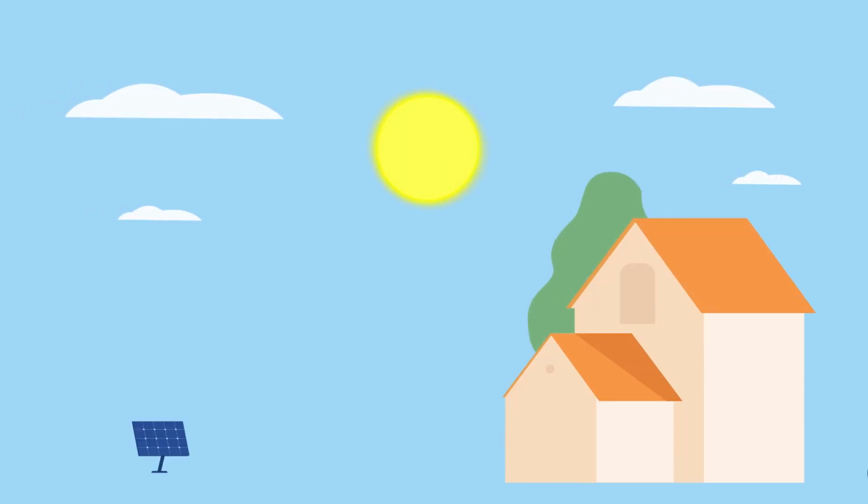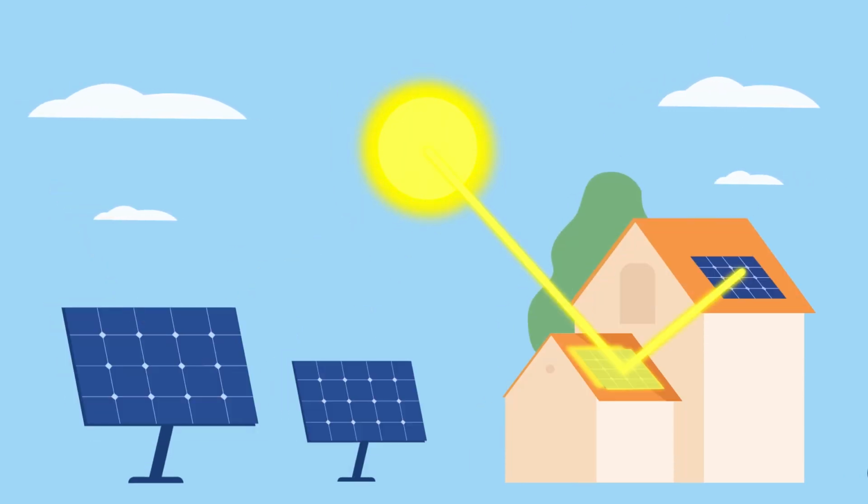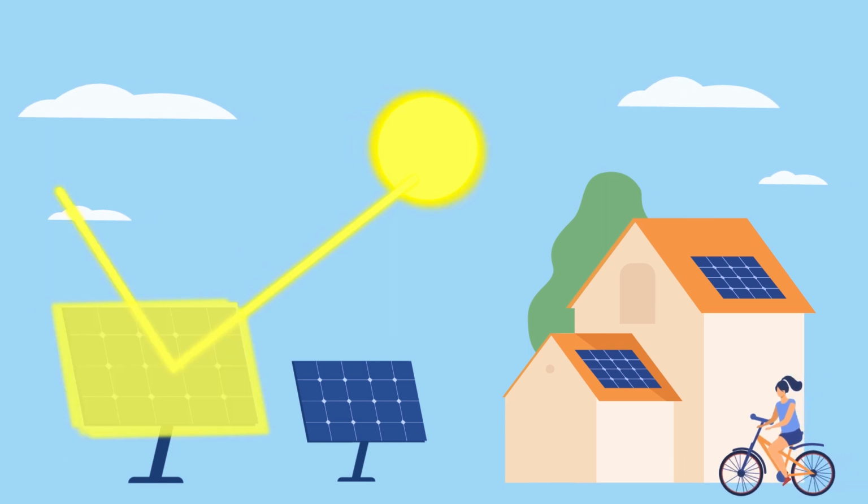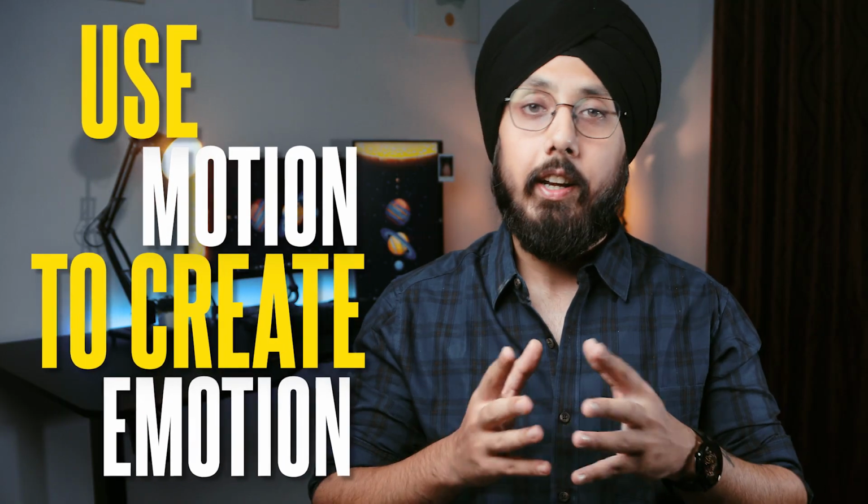Even a basic explainer video driven by factual information and statistics must engage viewers through storytelling. Utilize various sensory stimuli and relatable characters to convey an emotional message. Your goal is to use motion to create emotion.